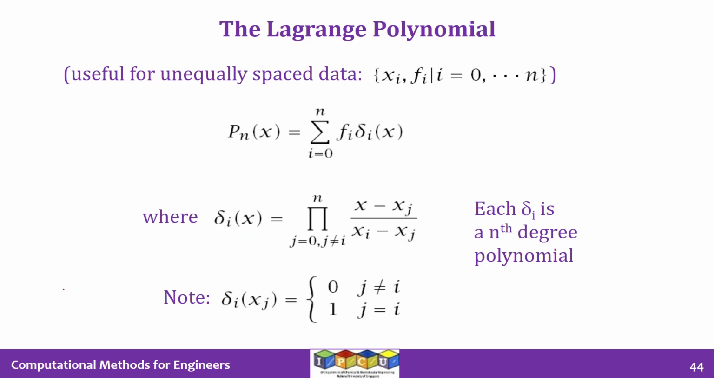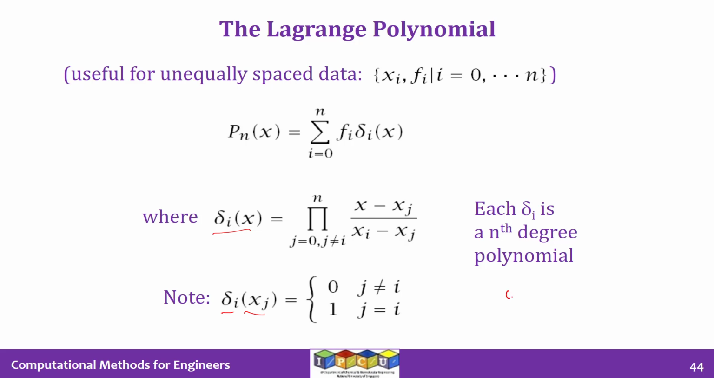Before moving on, I want to clarify one of the other properties of these delta i polynomials. When the delta i polynomial is evaluated at x equal to xj, so delta i of xj, then the result is 0 if j is not equal to i.